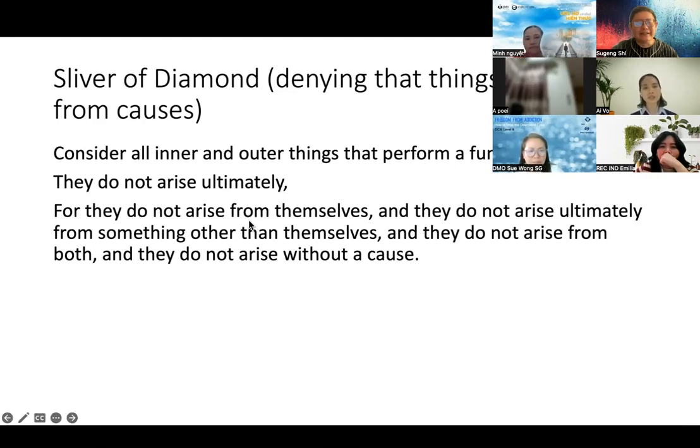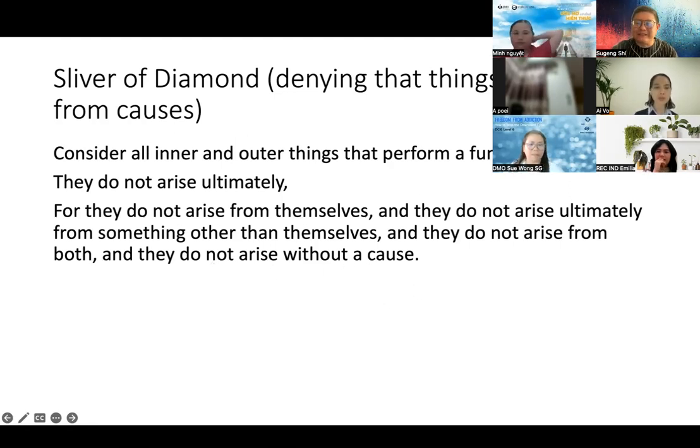Consider all inner and outer things that perform a function. This is basically talking about changing things, right? Changing things. And we normally say these are the things that have cause. They do not arise ultimately. You see the term ultimately; you must be careful. For they do not arise from themselves. They do not arise ultimately from something other than themselves. So they do not arise from both, and they do not arise without both.